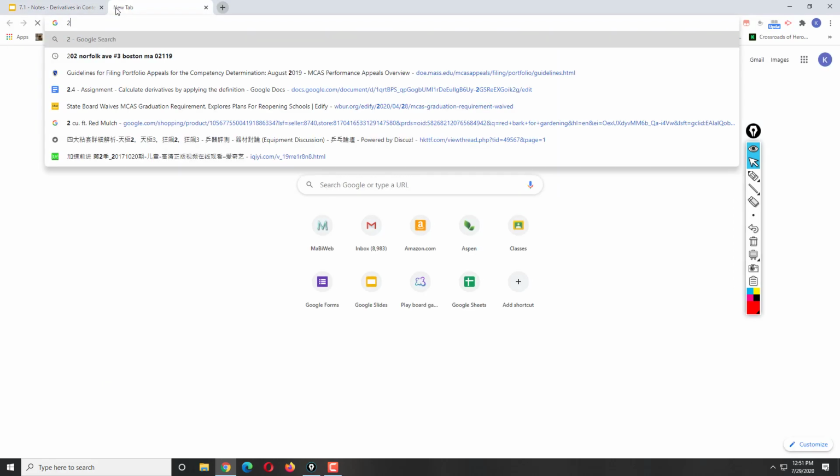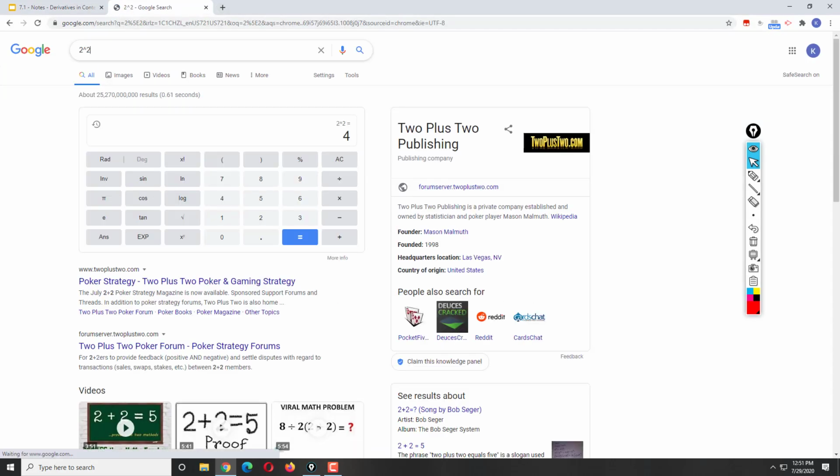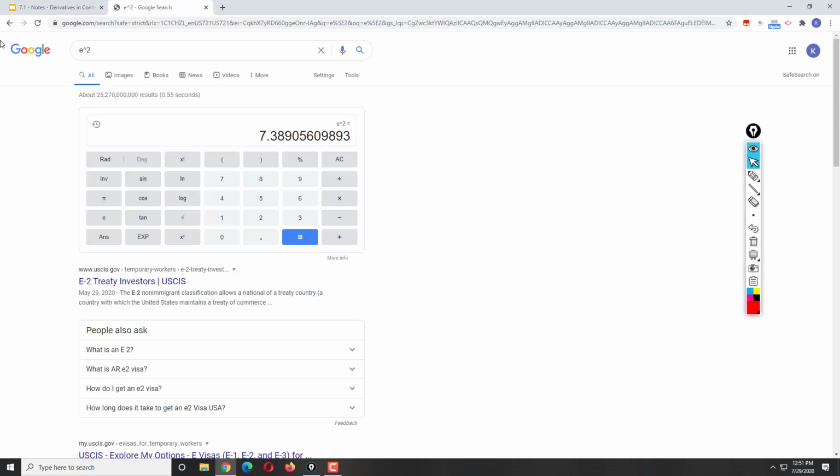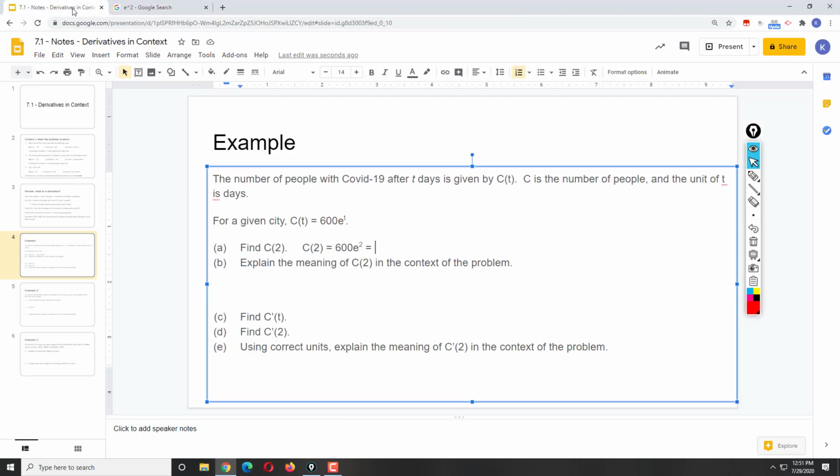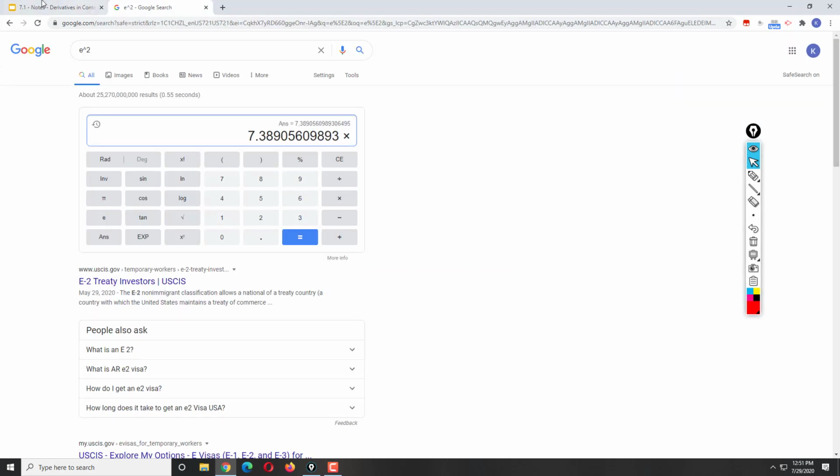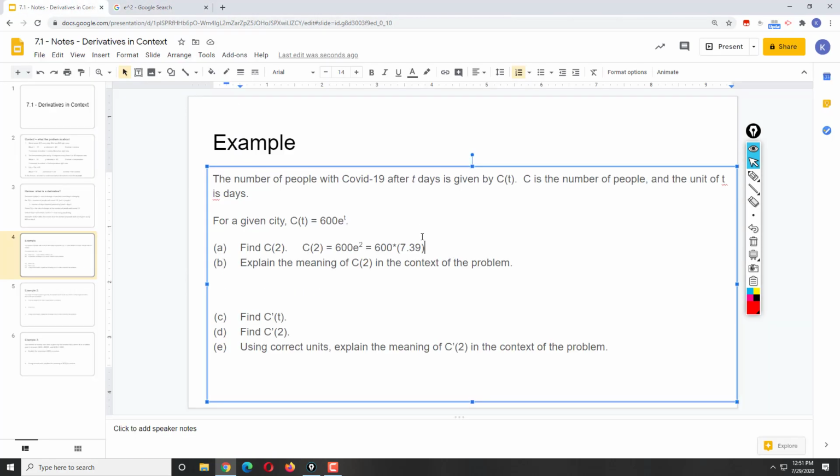We can go to our calculator. e squared is about 7.39. So 600 times 7.39. So multiply this by our 600. So I get about 4433. So C of 2 is 4433.